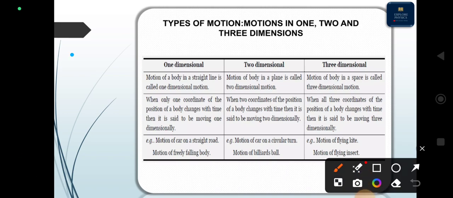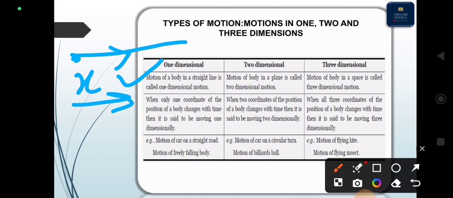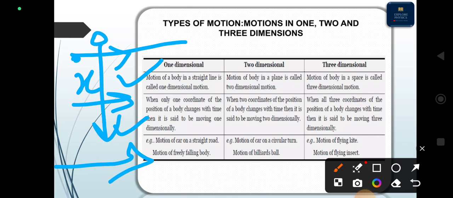If the object is moving from one place to another in a straight line path, that motion is called one dimensional motion. Only one coordinate of the position changes. Suppose we consider this as the x-axis; only the distance is changing here. So when only one coordinate of the position of the body changes with time, it is said to be moving in one dimension. Examples include the motion of a car moving in a straight line and the motion of a freely falling body from up to down.